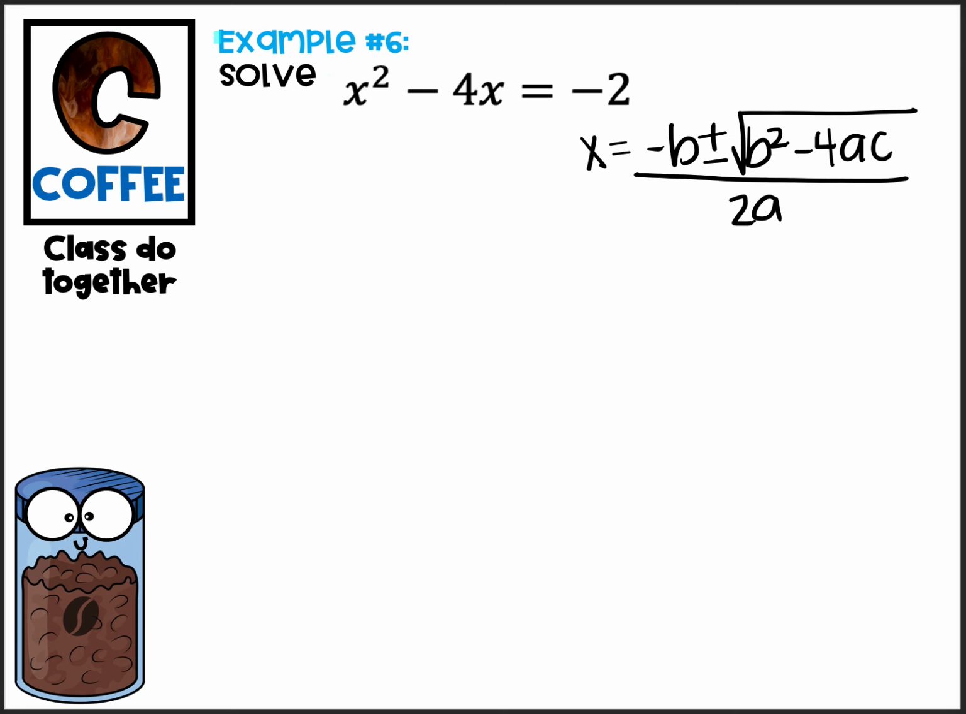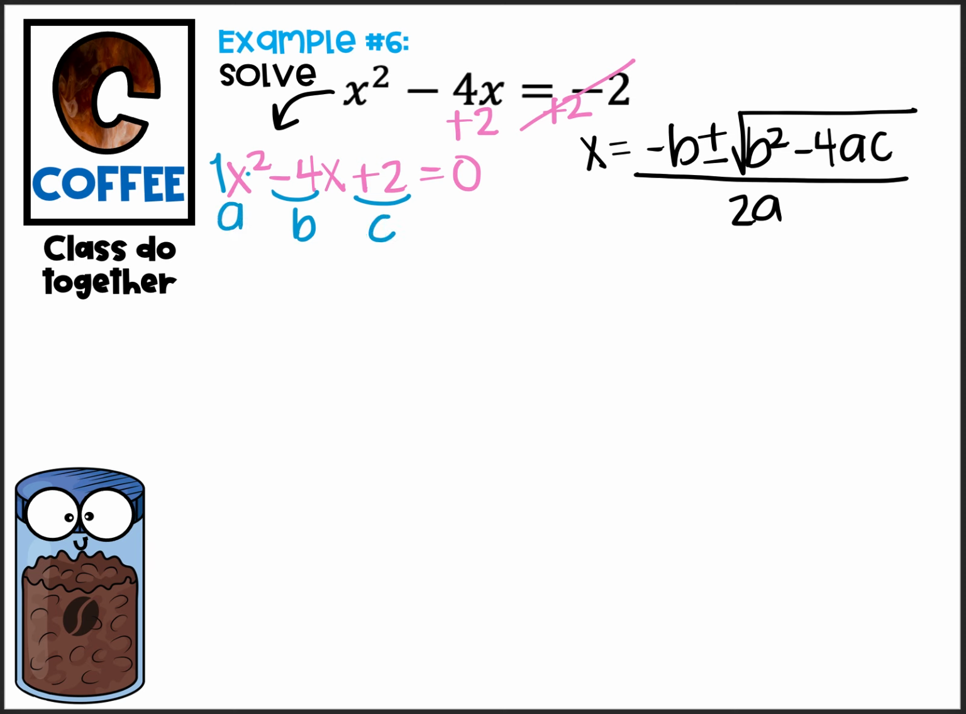Remember, my first step will be to rewrite my equation in standard form. To do that, I'm going to add 2 on both sides. That way I can have a 0 on the right side of my equation. Now I have x squared minus 4x plus 2 equals 0. And these will be my values. 1 is a, negative 4 is b, and positive 2 is c.